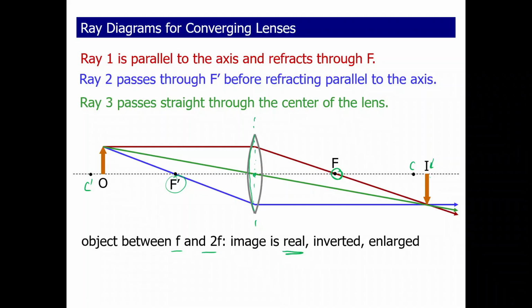It's inverted and real. So once again, real images, we would not be able to see that image with our eyes if I was to put my eye right here. But if I was to put a screen, that image would be projected on the screen and I would be able to see that.